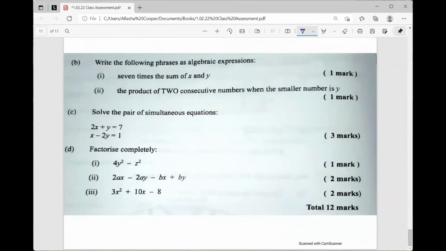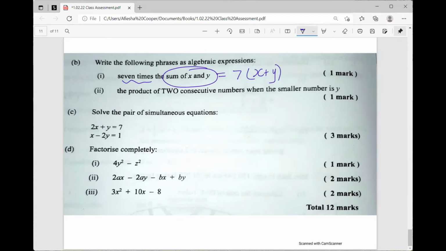All right, the last page. Write the following phrases as an algebraic expression. All right, easy stuff. 7 times the sum of x and y. Somebody tell me. 7 times the sum of x and y. What would this be? Is it this? No, open bracket 7, open bracket x plus y. All right, nice, very different.